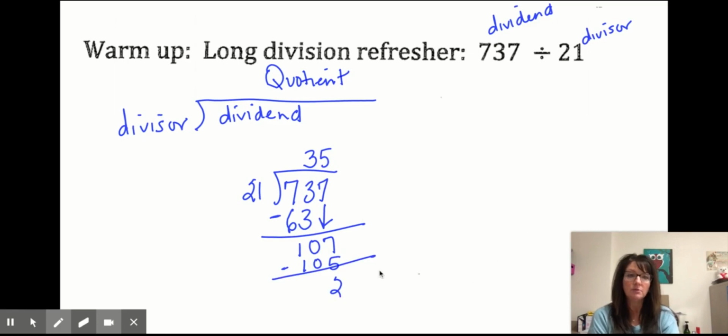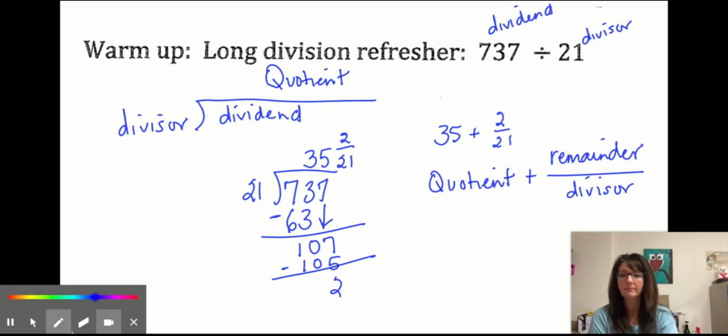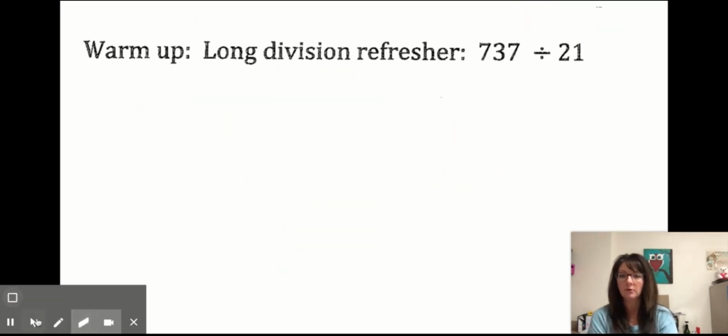Now we could do decimal division, but we're not going to. Remember when we had a remainder? We used to be able to say remainder 2, but you also used to make your remainder a mixed number, and you would write your remainder as 2 over 21. So we have this mixed number, which is like 35 plus this 2 over 21. So ideally, you had a quotient plus the remainder over the divisor. That's how we could correctly write what our remainder was, okay? We're going to be using this to work with polynomials.